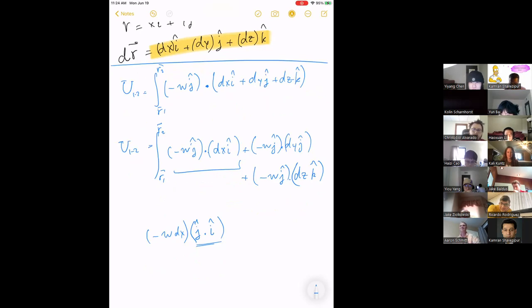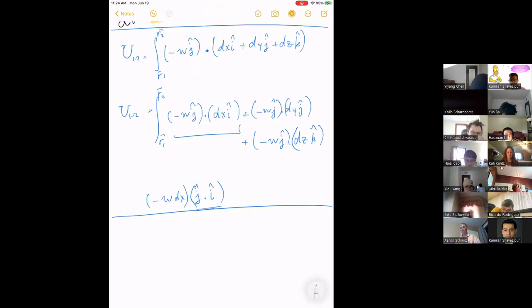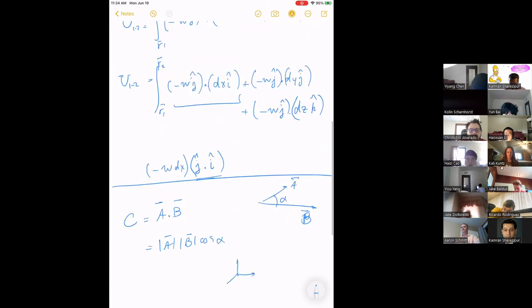I'll explain why. You remember the dot product, like A dot B. You don't have to find the magnitude separately because A dot B is a scalar already, right? If you know this, it's easy to find. It takes like 5 seconds to get it. If C is A dot B of two vectors, this is vector A, this is vector B, it's going to be the magnitude of A times the magnitude of B times cosine alpha, the angle between them. Now, when you have ijk, the way we have here, what is the angle between them?